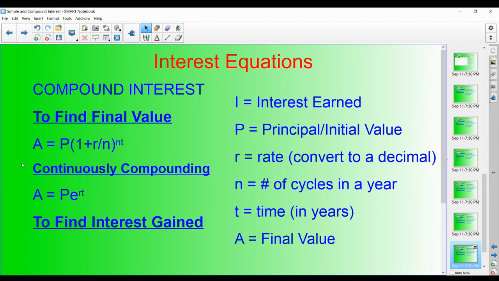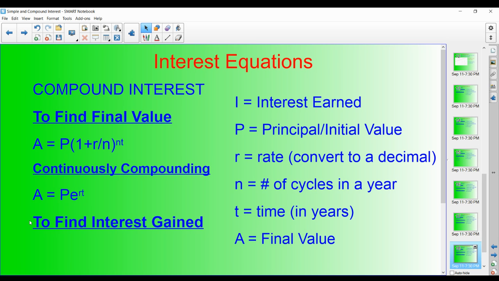Now, some financial institutions also try to offer really appealing interest where they compound continuously and they use the exponential constant e. And they take the principal and multiply it by the exponential constant raised to r times t.